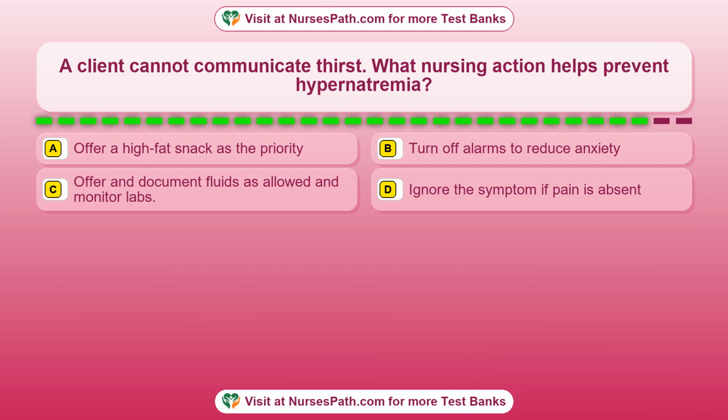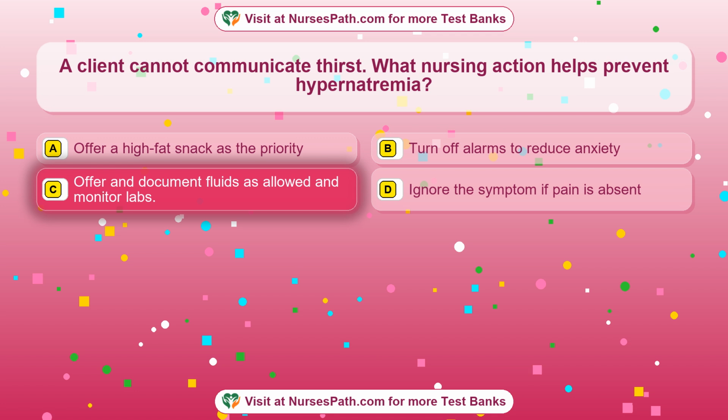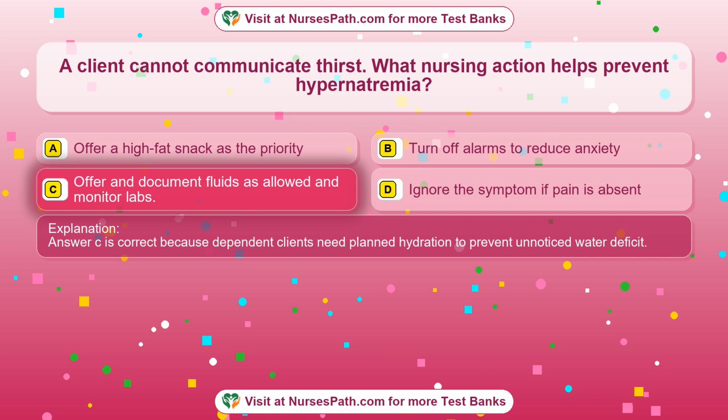Question 23. A client cannot communicate thirst. What nursing action helps prevent hypernatremia? Option A. Offer a high-fat snack as the priority. Option B. Turn off alarms to reduce anxiety. Option C. Offer and document fluids as allowed and monitor labs. Option D. Ignore the symptom if pain is absent. The correct answer is option C. Offer and document fluids as allowed and monitor labs. Answer C is correct because dependent clients need planned hydration to prevent unnoticed water deficit.